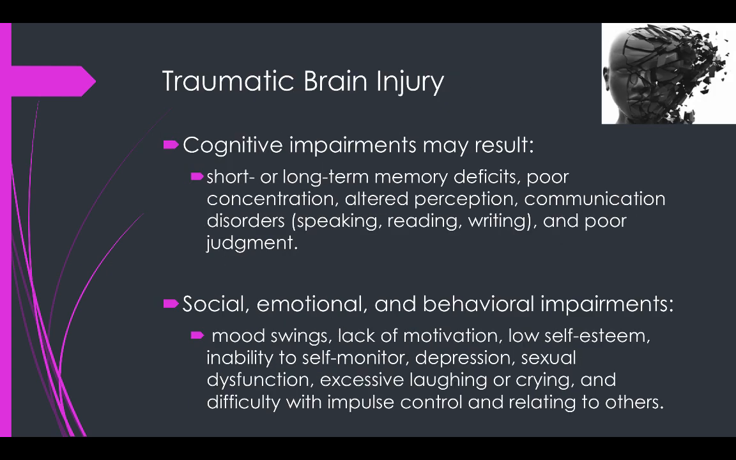So some cognitive impairments may result from TBI. Probably one of the most common that you'll see is short and long-term memory loss or deficits within maintaining those memories. They may have poor concentration, altered perception, may get agitated very easily. Many times you'll see some impact on their ability to communicate, whether it be speaking, reading, or writing. And at times they may make poor judgments and rash decisions, not really using their full brain to make decisions because of the injury that has occurred.